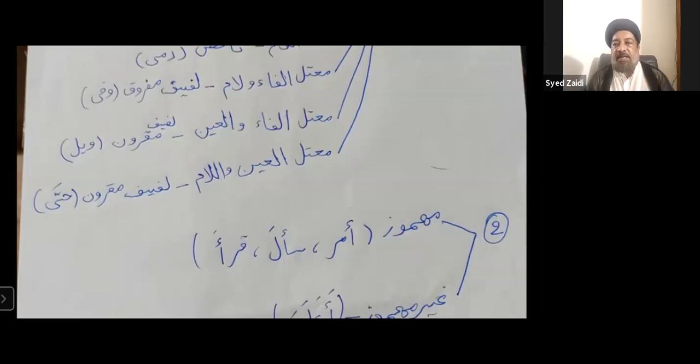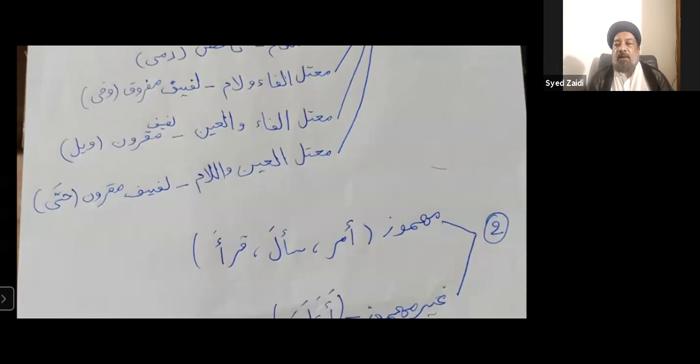Now, wow is harf illa, ya is harf illa, wow is fa'ul fi'il, ya is ainul fi'il, and lam is lamul fi'il. But because fa'ul fi'il and ainul fi'il are from huruf illa, we call it lafif maqroon. We call it maqroon because both of the huruf illa are next to each other. Maqroon means qareeb, from qareen, near each other. Right? The last category is mu'talul ayn wal lam.